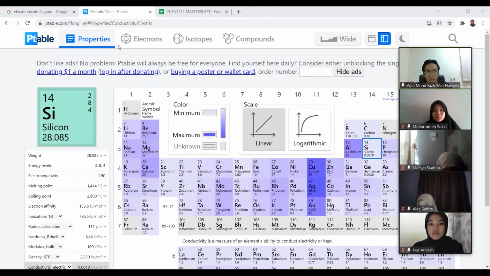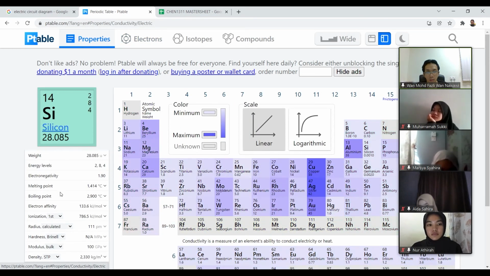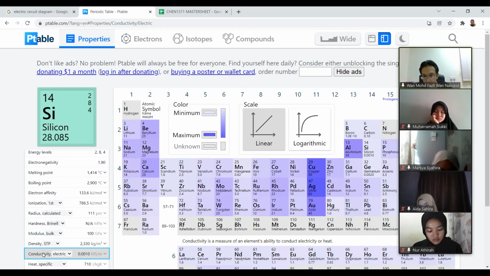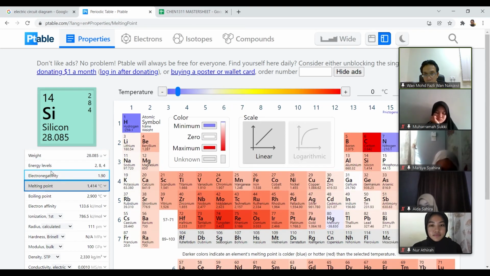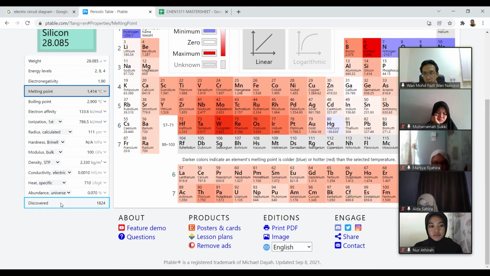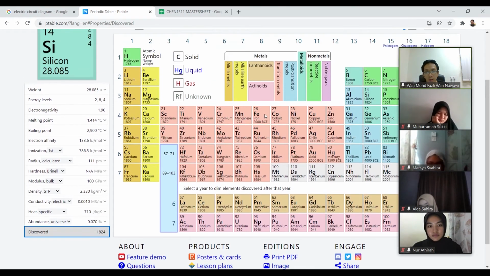Let me go up and then properties, electron, properties. How do I remove this? Because I just want to show. How do I do the color properties? Anyway, you can see here.